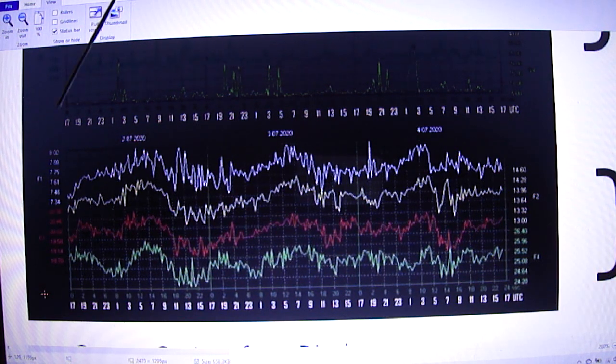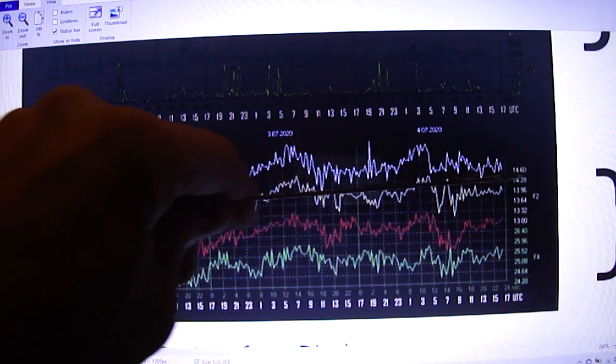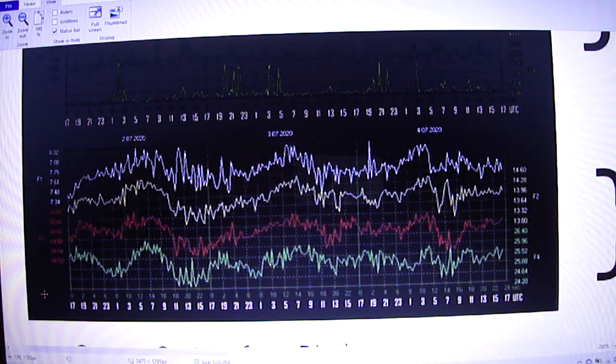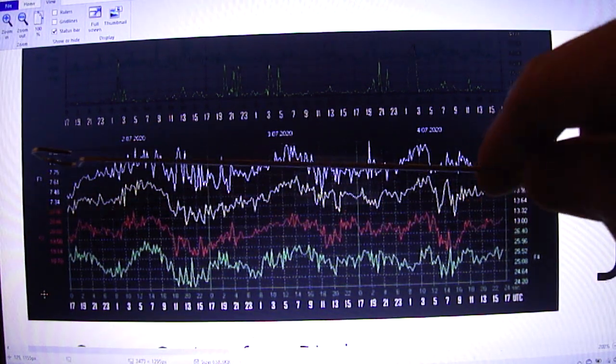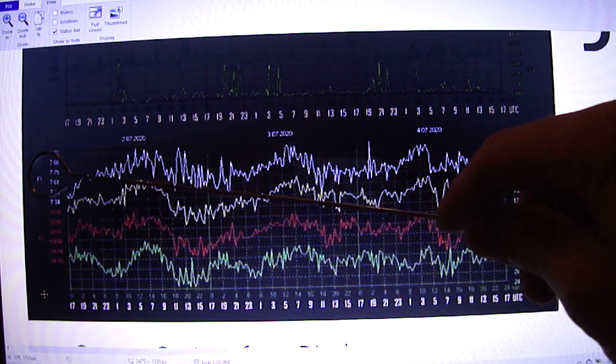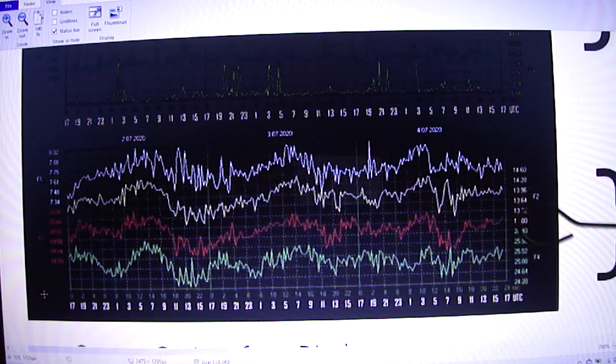This number right here is 8.2, and this number is 7.34. So this is mode 1, the white one. You see all these up and down jaggeds. The white one is mode 1, that says F1 right there, frequency 1, and then you have frequency 2 here, which is the yellow.